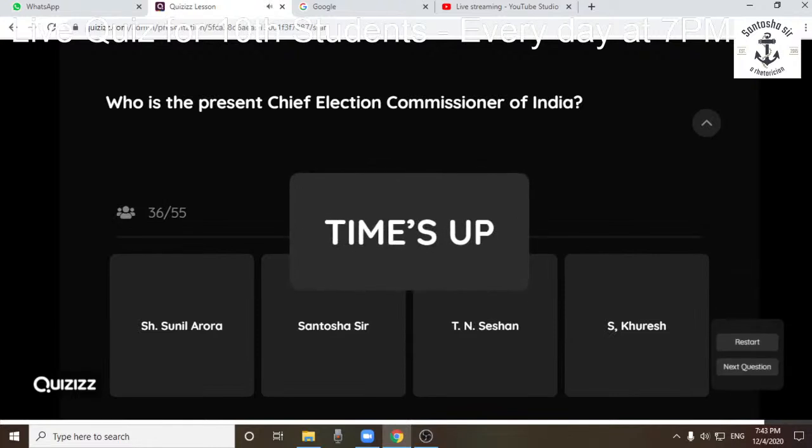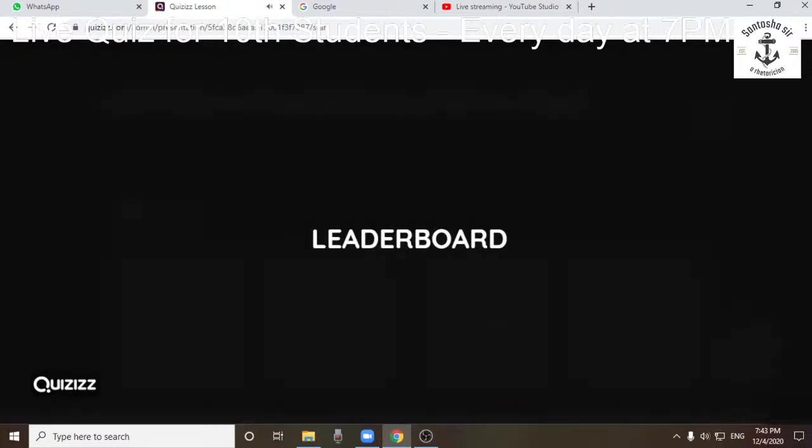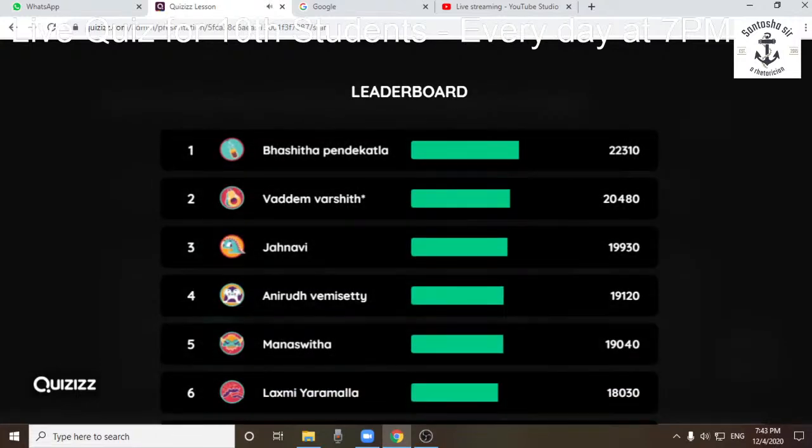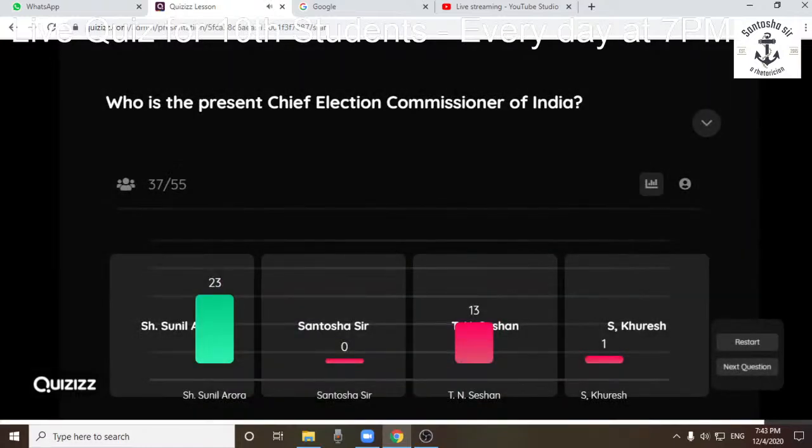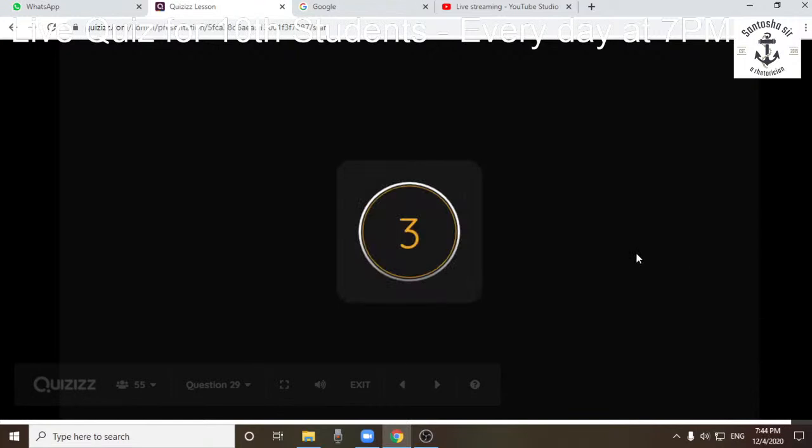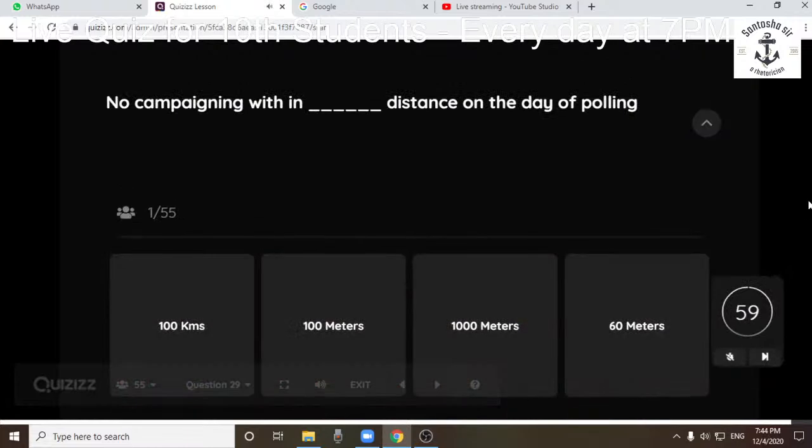Okay, time's up. Let's check the scores. Bashita on the top, followed by Varshit, Jahnavi, Anirudh, Manaswita, Shyam. 23 members answered it right. Moving on to the next question. No campaigning within how much distance on the day of polling? On polling day, what is the limit of the distance for campaigning?